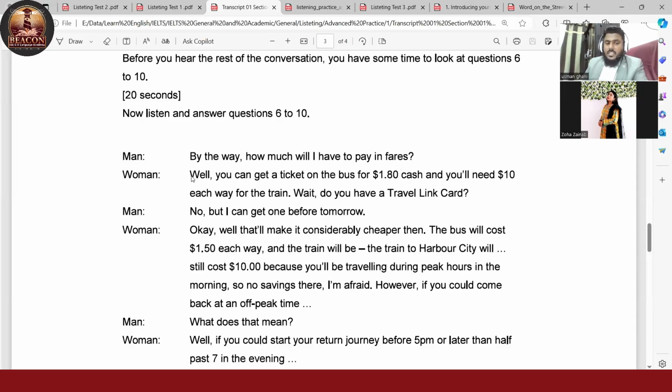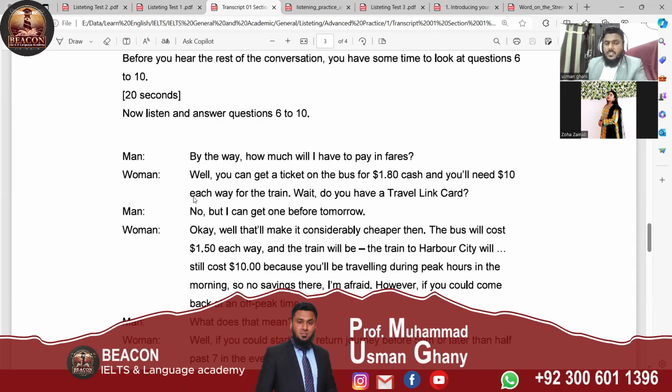Can you read the second line for me? Let me read the first one. By the way, how much will I have to pay in fares? Can you read the second line? Well, can you get a ticket on the bus for $1.80 cash, or you will need $10 each way for the train? Wait, do you have a travel link card?